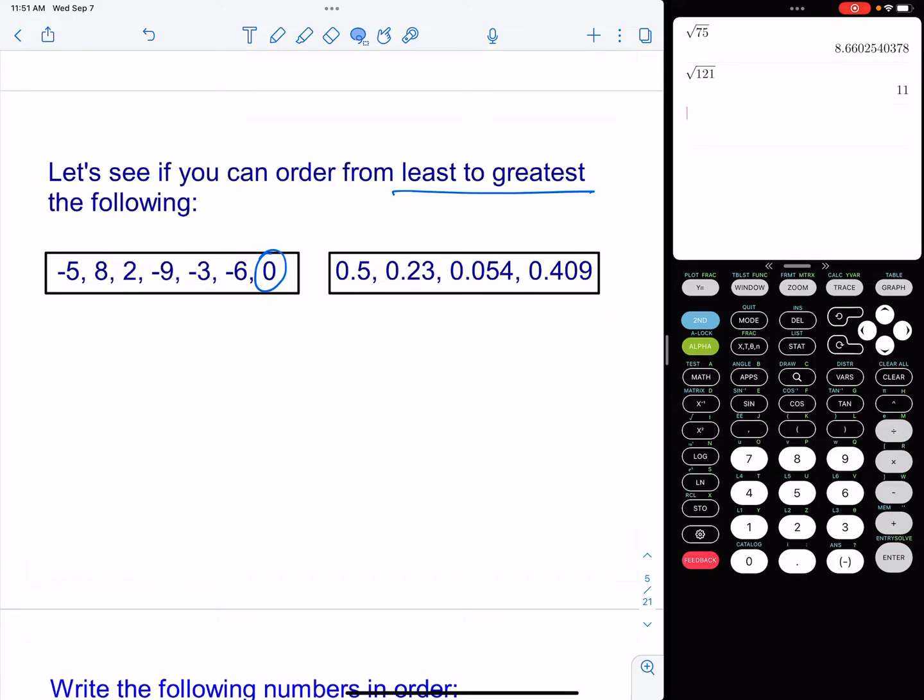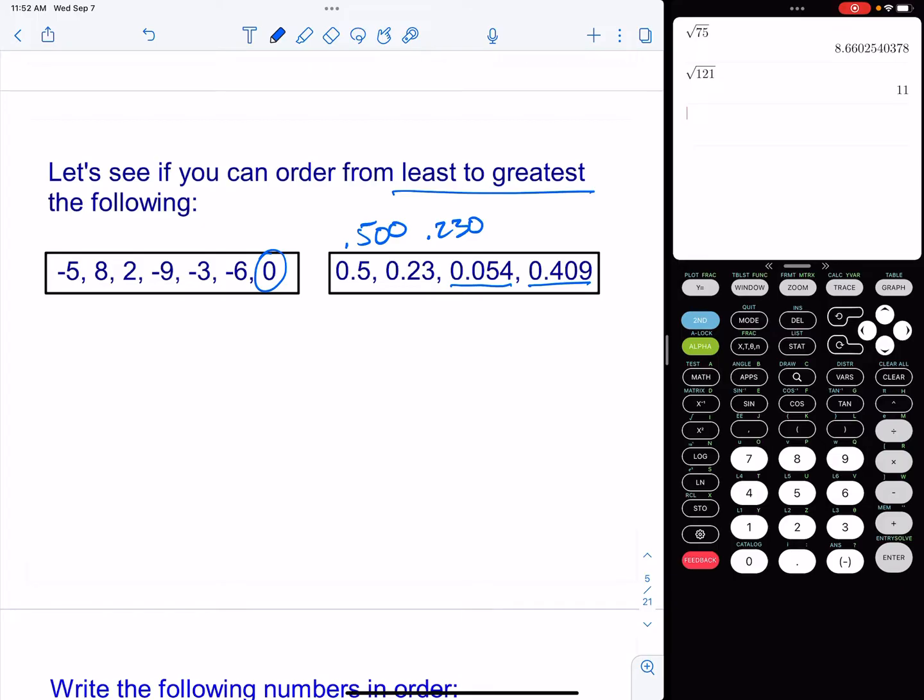So let's take a look at the decimals. With decimals, the easiest thing is to make them all the same length. So I look for the two numbers right here. They've got 3 decimal places. So I'm going to make each of these other two have 3 decimal places. And then once I do that, I can just treat them like regular numbers. So this is going to become 0.500, and the other one's going to be 0.230. So now I can treat these numbers like 500, 230, 54, 409, and that's a whole lot easier to put in order.